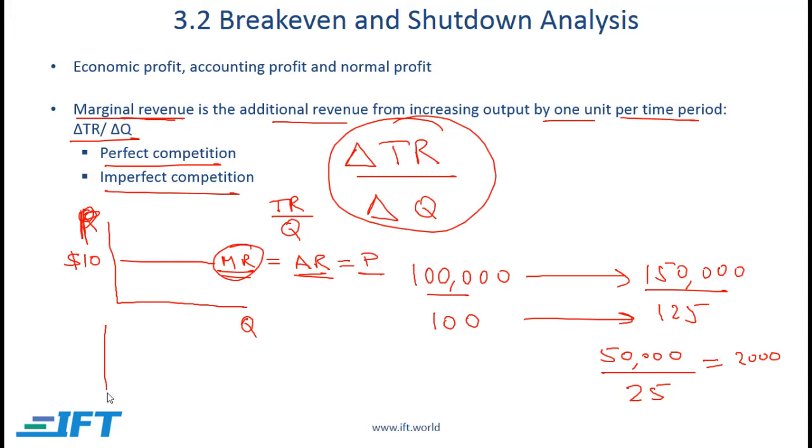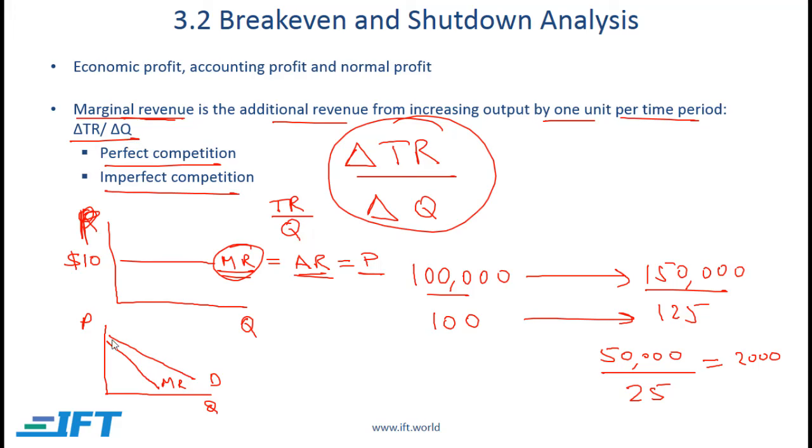But what if we do not have a perfectly competitive market? Then we have a downward sloping demand curve, and the marginal revenue curve will look something like this. It will be inside the demand curve. Now, what is the marginal revenue in this sort of an environment? Remember our basic formula. The marginal revenue is the change in total revenue divided by change in quantity.